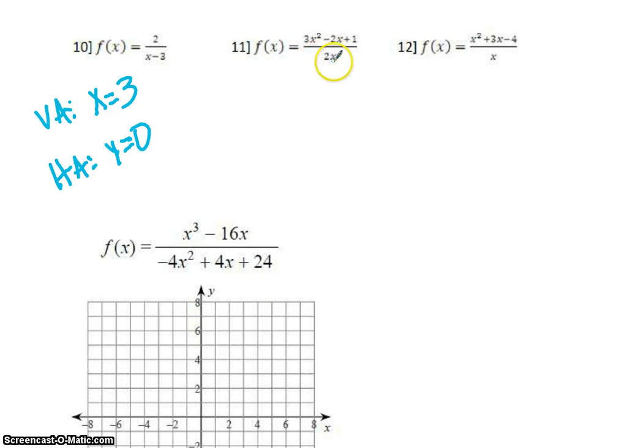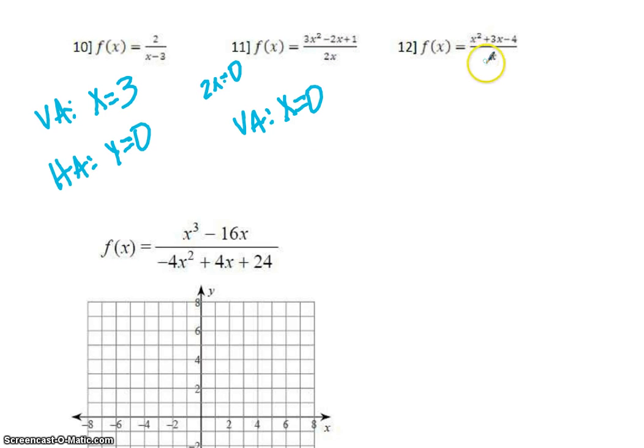The 2x, that x is not going to cancel with anything in the top, so you don't have to spend your time factoring. There is no hole. Vertical asymptote, you would say 2x is equal to 0 divided by 2. X is equal to 0. Horizontal asymptote, you compare your degrees. 2 is bigger than 1. If the numerator is bigger, there is none.